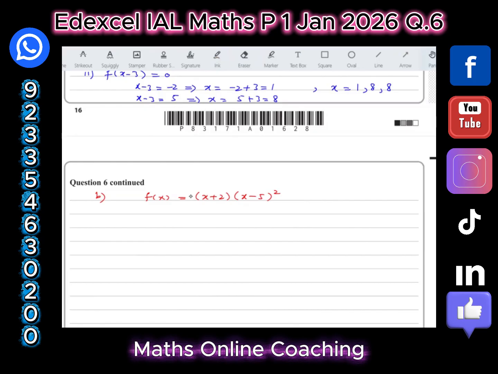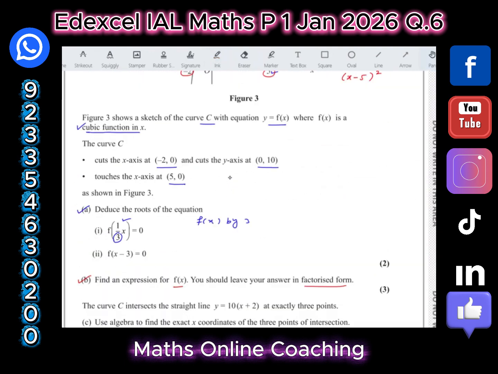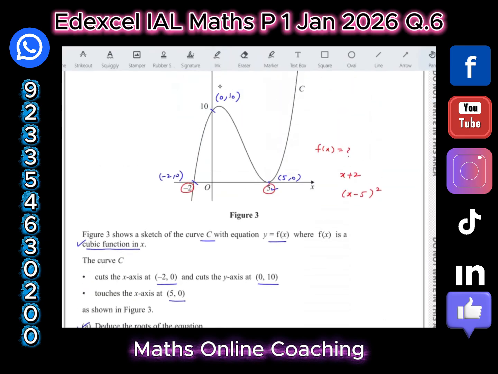And we don't know what the coefficient is in this function. So to find the coefficient, we put k here. Now the value of k should be determined. We can use the point on the graph at which the curve cuts the y-axis, at (0, 10).